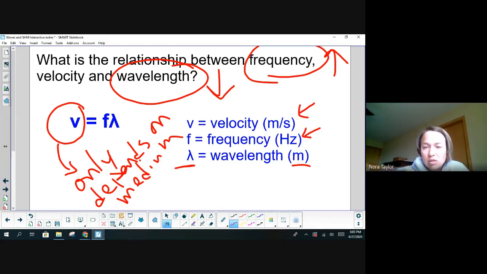So if we think back to the relationship between frequency and wavelength, we have an increase in frequency. Remember, we had a shorter wave, or a decrease in our wavelength.